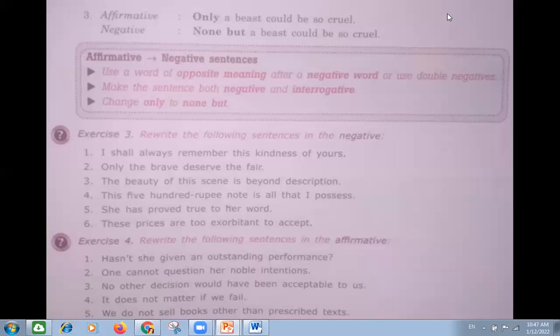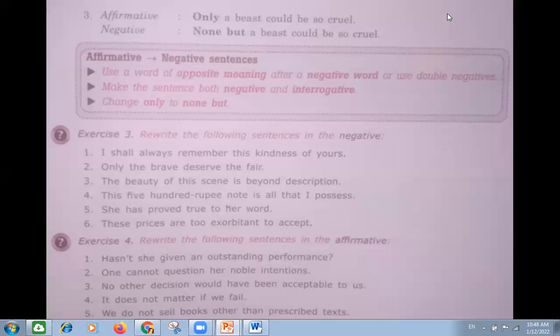One can question her noble intentions. Mhm. You're not getting it. One cannot question her noble intentions. One cannot. You are saying one can. So it is not giving the same sense. We need not only change it into affirmative, we need to keep the sense also the same.